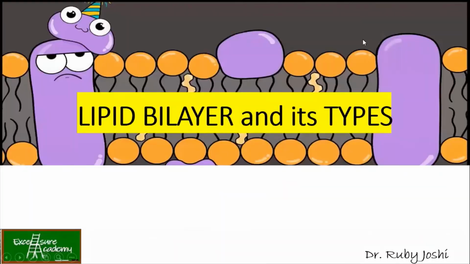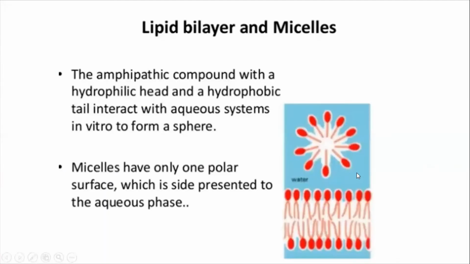Okay. Now let's talk about the lipid bilayer and its types. So we have discussed what lipid bilayer is. Now we need to talk about micelle formation and other things. Why is it important? Because micelle formation helps in drug targeting also. These things will come up again when we discuss cancer and how the drugs are targeted to the cell.